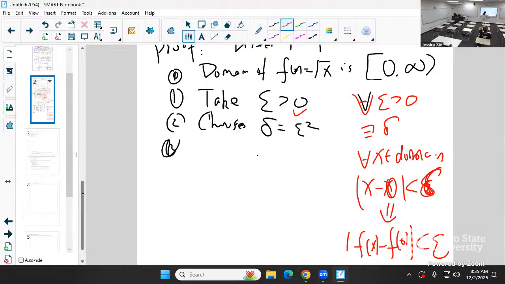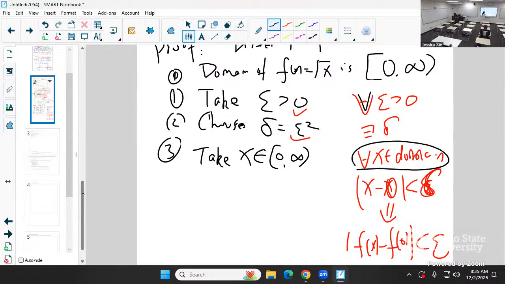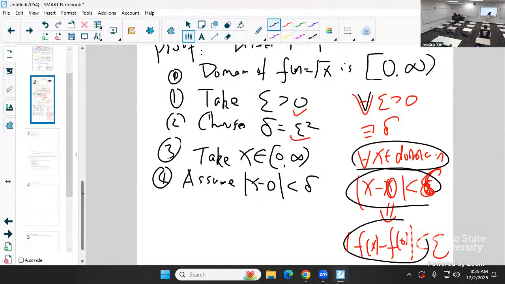We have picked an epsilon, and we already chose a delta, right? Then step 3 is to pick, for any x from the domain, an arbitrary x. The domain is 0 to infinity, so pick x from 0 to infinity. Then assume |x - 0| is less than delta. That's the condition. If P then Q, assume P is true. So assume |x - 0| is less than delta.